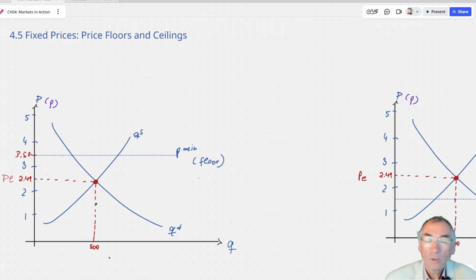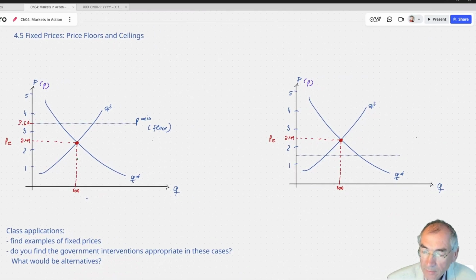We only have to take a look at the left for the disequilibrium analysis. But anyhow, we can say, okay, this is what results. And then the next question is, does it make sense? Do we know examples from the real world where governments or other institutions say the price must not be lower than this? And do you think this is appropriate? That's something that we are going to discuss in class. You see here the class applications: find examples for fixed prices, in this case the minimum price or price floor, or on the right-hand side the maximum price or price ceiling.